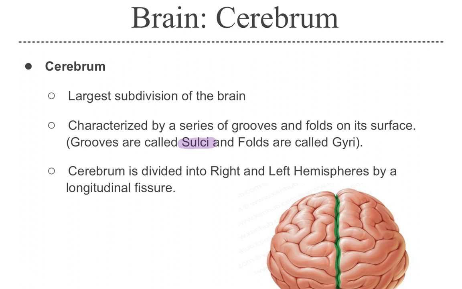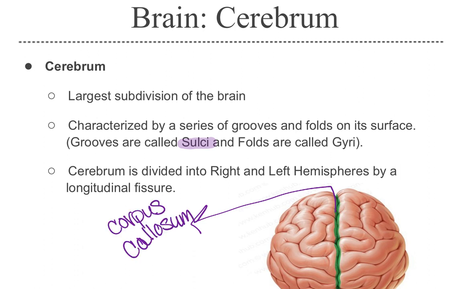So in between the right and left hemisphere, there is a connective tissue that's holding them together. And this is called the corpus callosum. And it is a white connective tissue. And the reason that it is white and not gray is because it is covered with myelinated axons, right? So this allows the right hemisphere and the left hemisphere to talk to each other and share messages with one another.